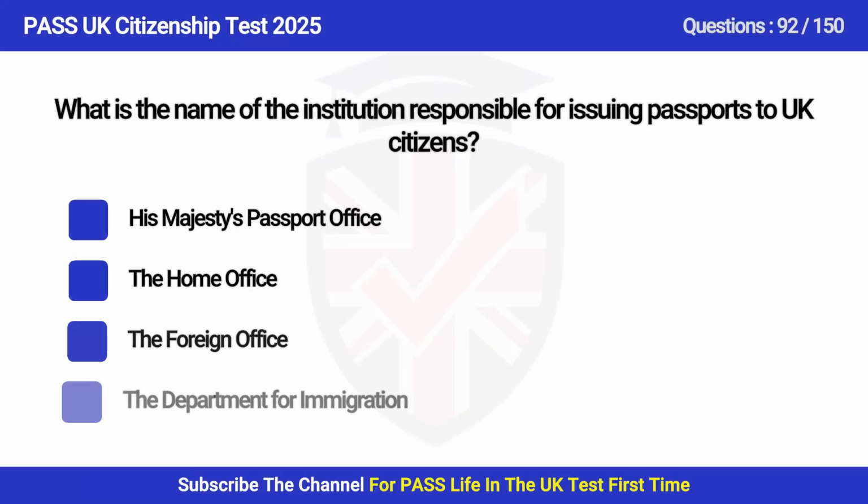Question 92. What is the name of the institution responsible for issuing passports to UK citizens? A. His Majesty's Passport Office, B. The Home Office, C. The Foreign Office, D. The Department for Immigration?